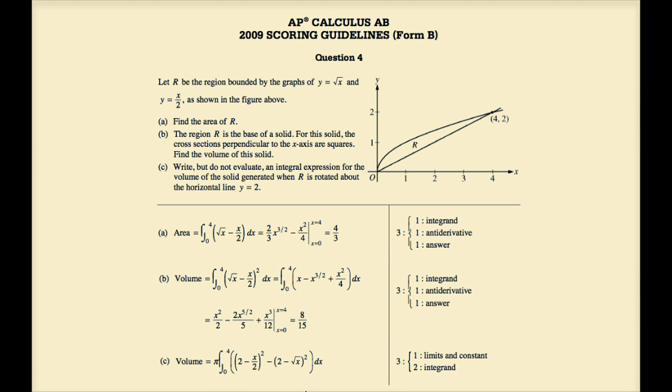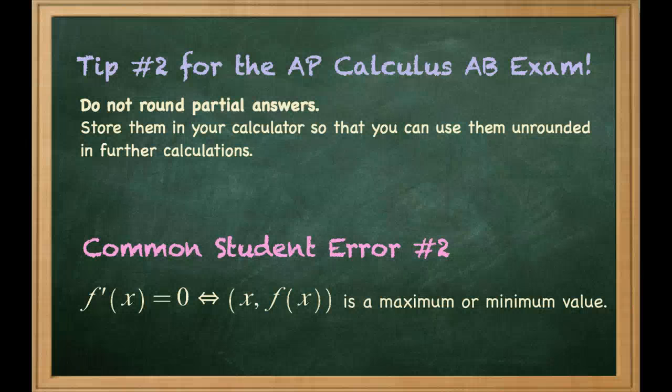Tip number 2 for the AP Calculus AB exam. Do not round partial answers. Avoid rounding your results until the very last step of your process. There is a function in your calculator which will allow you to store the unrounded values so you can use them in further calculations until you get to the final step of your process.